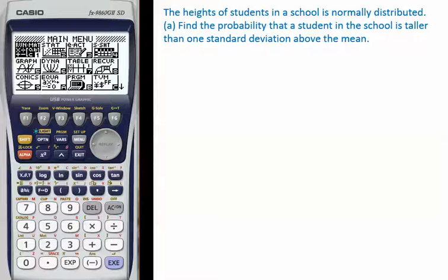So the first part says, find the probability that a student in the school is taller than one standard deviation above the mean. Now, it doesn't seem like much information here, but we realise that every normal distribution can be standardised, so we can think of this as a standard normal distribution with a mean of 0, mu equals 0, and a standard deviation sigma of 1. So now we'll draw a diagram to illustrate the situation.